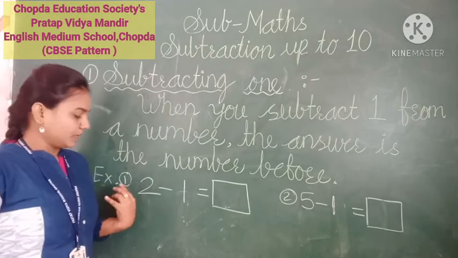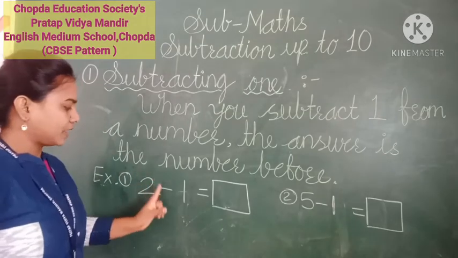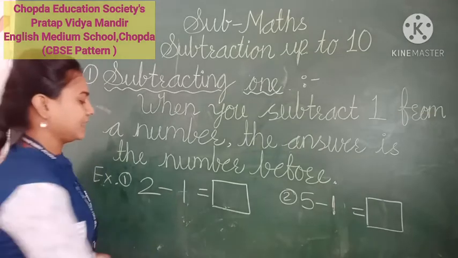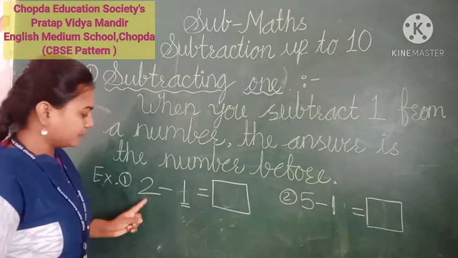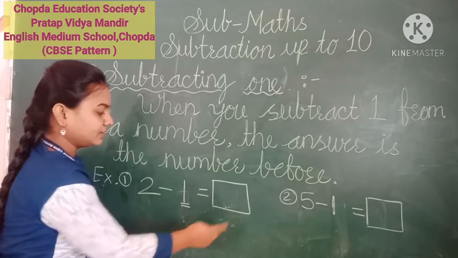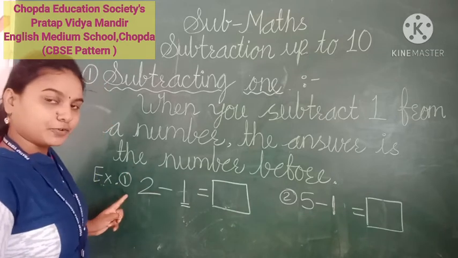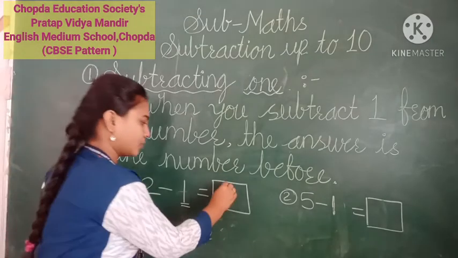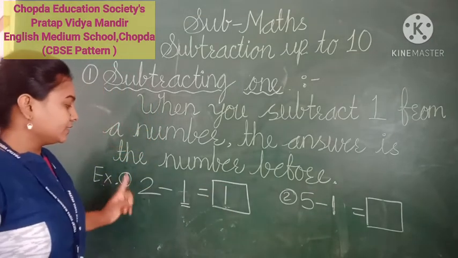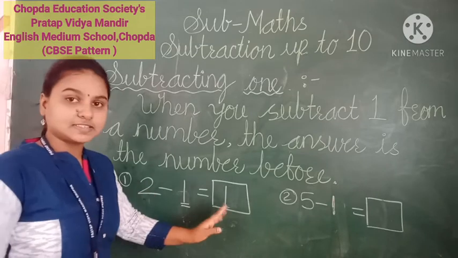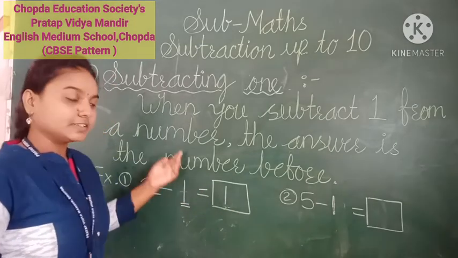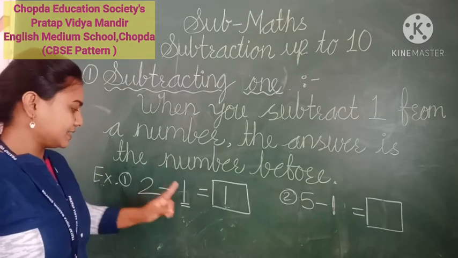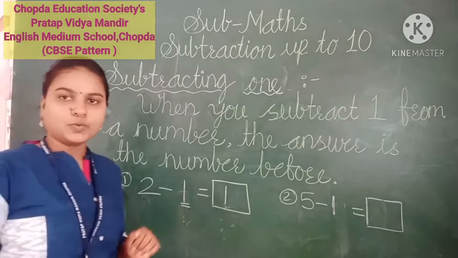Look at the first example, 2 minus 1. When we subtract 1 from a number, the answer is the number before. What is the number before 2? 1. So we write the answer 1 using this property. It means 2 minus 1 is equal to 1.